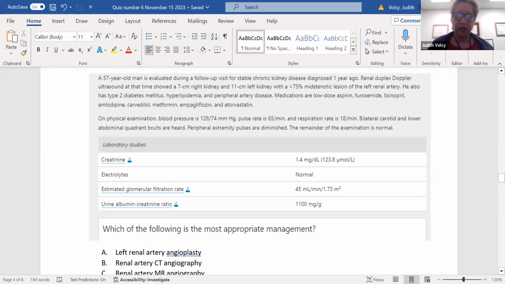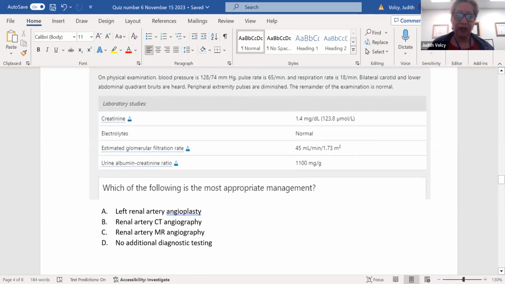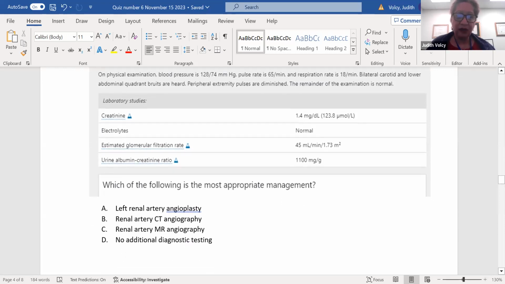What do you do next? Which of the following is the most appropriate management? Is it left renal artery angioplasty, renal artery CT angiography, renal artery MR angiography, or nothing?